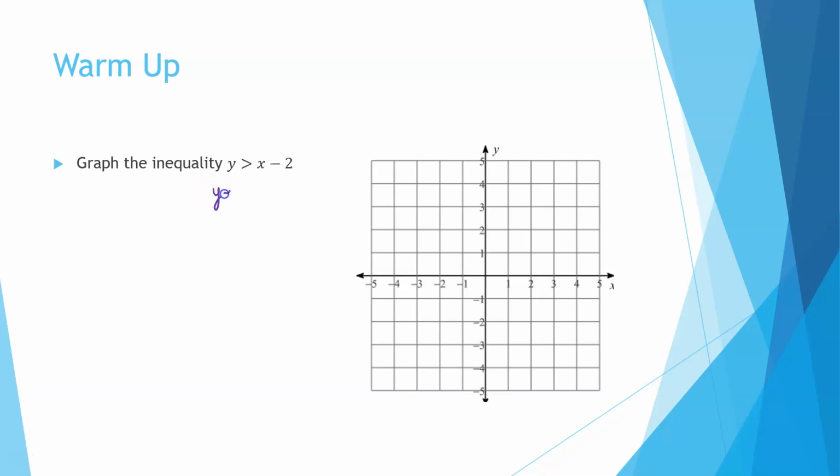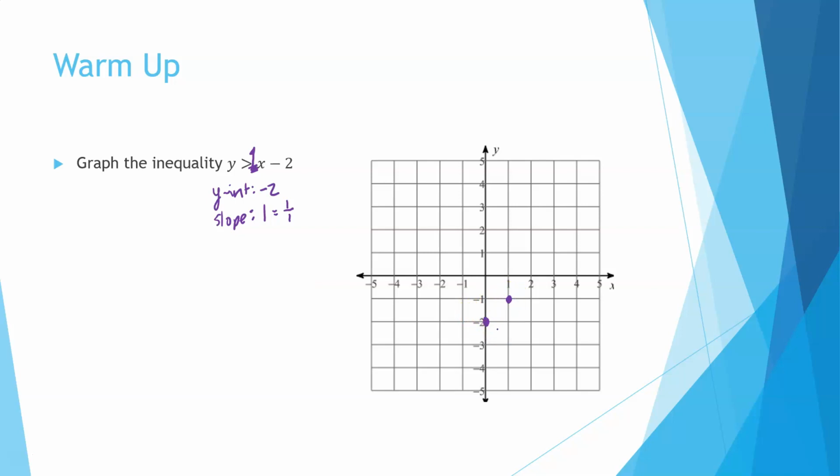Hopefully you identified the y-intercept as -2, which means on the y-axis I plot a point at -2. My slope is a little trickier because there's nothing in front of the x, so remember if there's nothing in front of the x it's like a 1. So my slope is 1. If I'm going to think about that as rise over run, it's up 1 over 1. I'm going to rise 1, run 1.